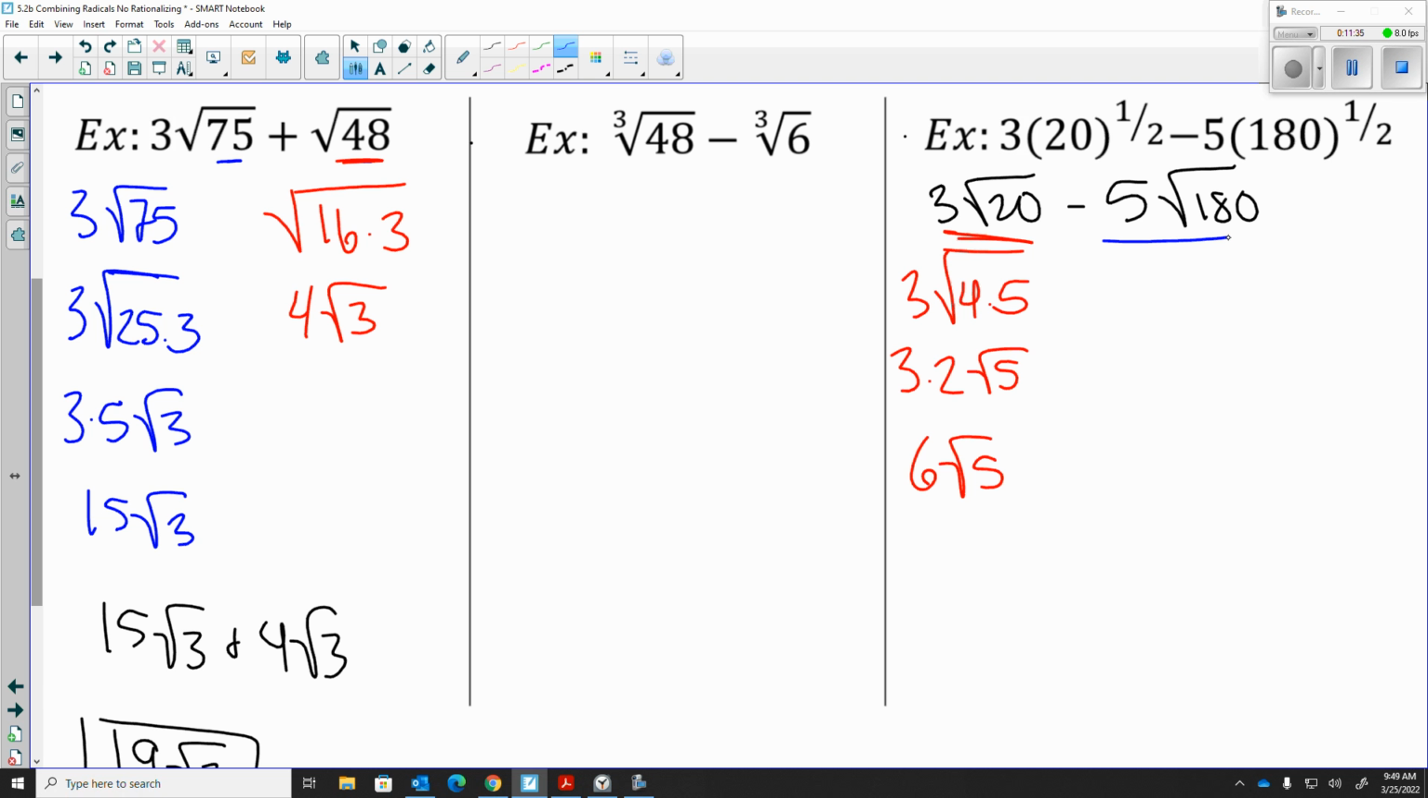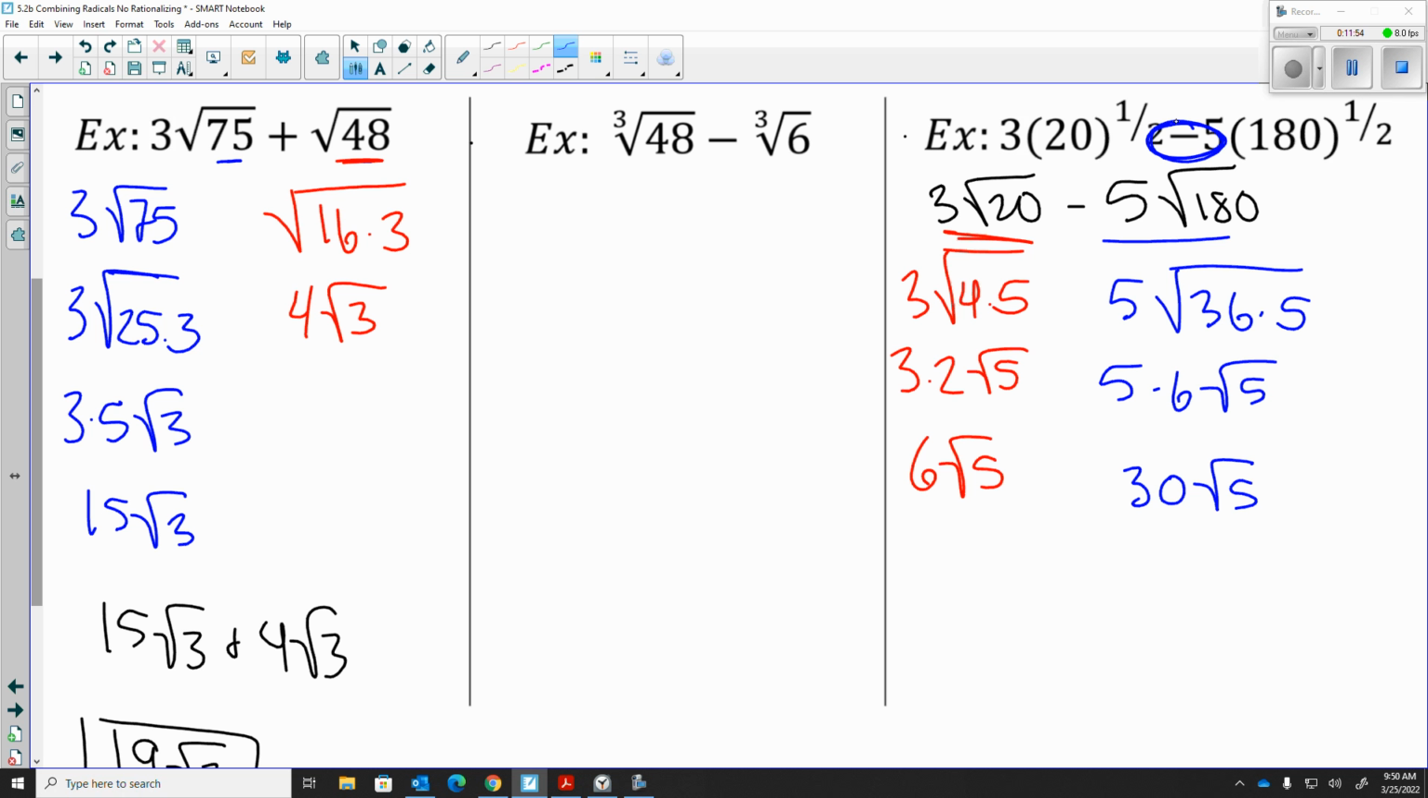So this is 5 times 36 times 5. What's the square root of 36? So it's 5 times 6 root 5, and 5 times 6 is 30. Yep, so we're subtracting. You've got to be careful here. You're subtracting these things, right? So it's this minus this.